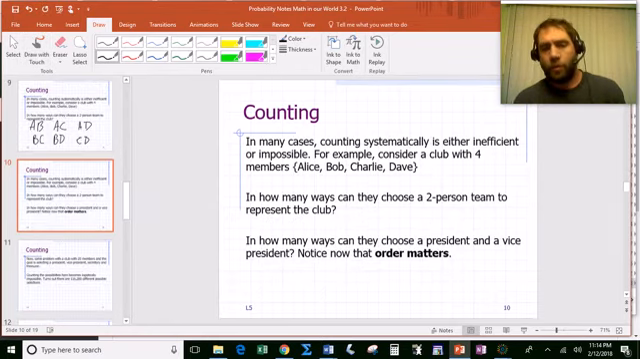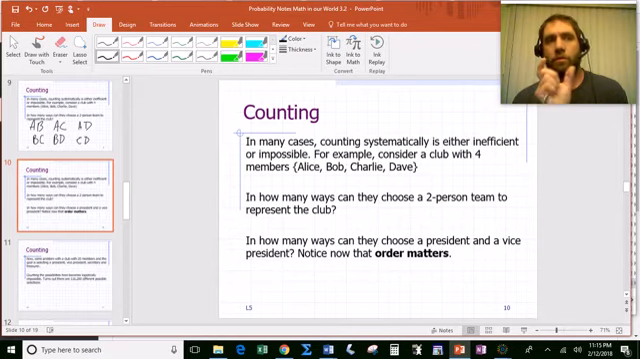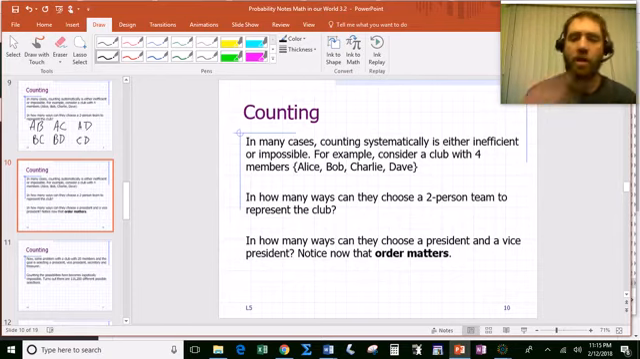Now, let's change the problem up a little bit. In how many ways could they choose a president and a vice president? Well, now order matters. And we're going to have to make this distinction in the next few sections when we're counting. Does order matter? Does order not matter? There's going to be a different formula for each case. In this case, still the numbers are small, so we could still count by listing.